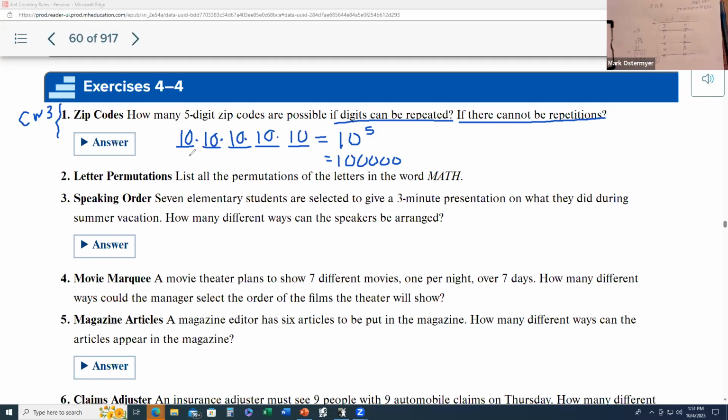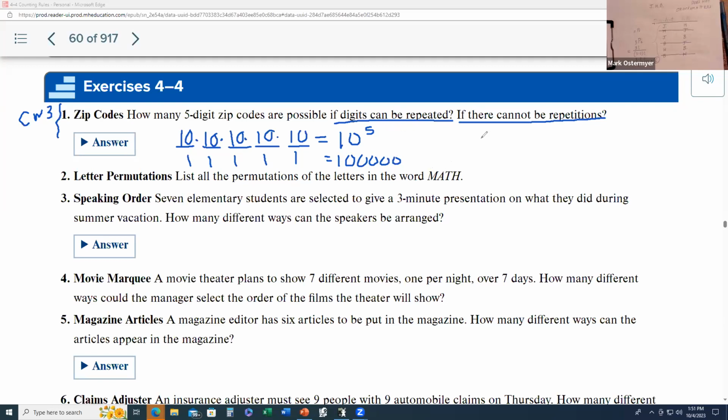One possible zip code would be the zip code 11111. Do you agree? That's a possibility. Another one is 00000. There's 100,000 of those. There's 100,000 unique zip codes of 5 digits if digits are allowed to repeat.